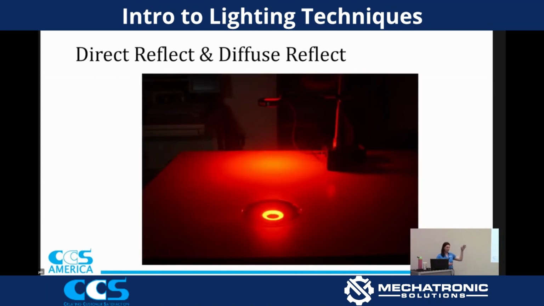Correct. That's when you get that direct reflection. So that's where that exact angle of light is shining down and hitting directly at that same angle back up into my camera. So I can see perfectly the mirror reflection of that light.